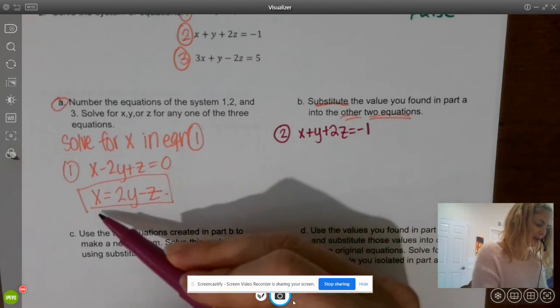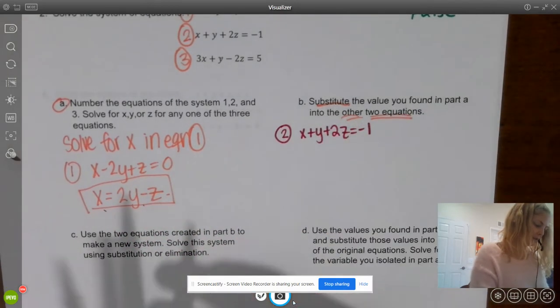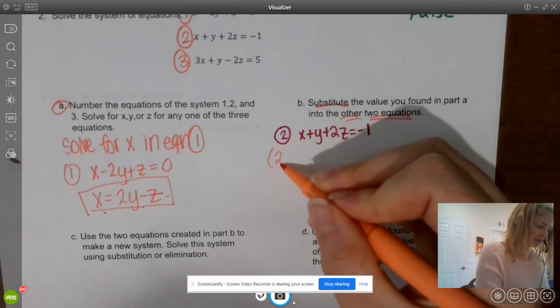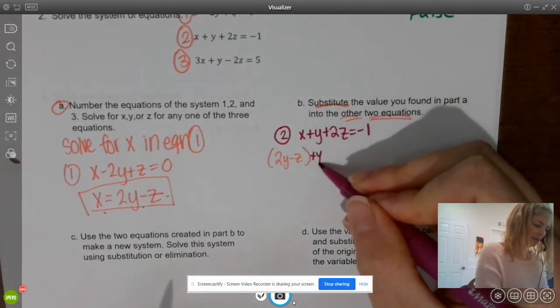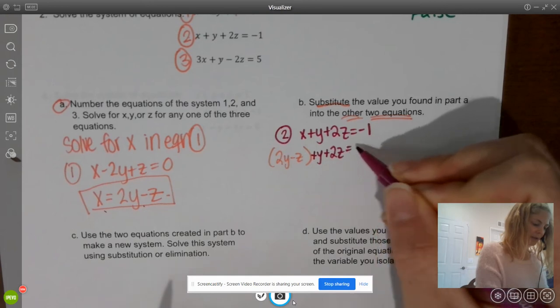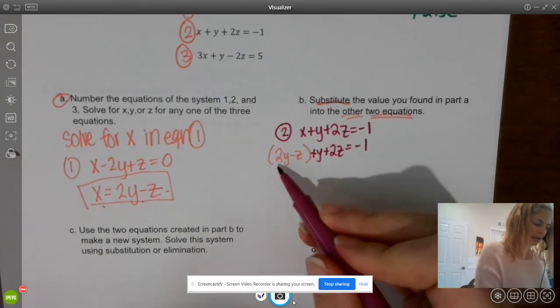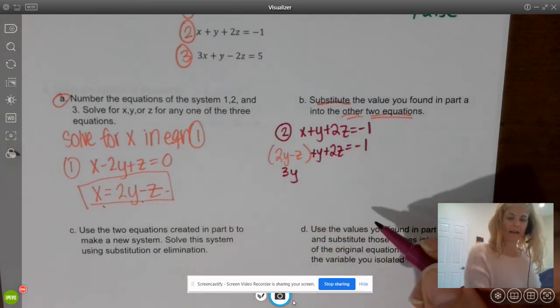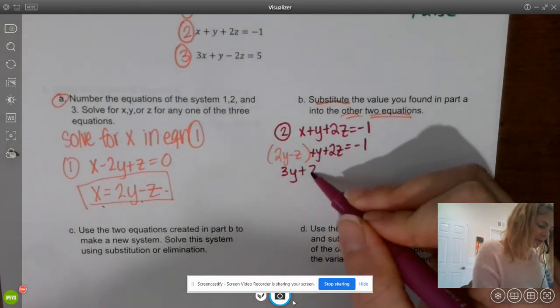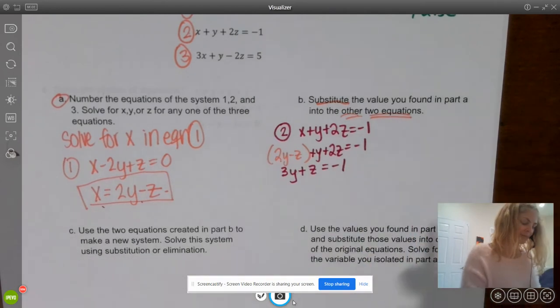What are you doing? Substituting the x value. Okay, so the x value is 2y minus z. Then we have plus y plus 2z equals -1. Combine like terms: 2y and y are 3y, negative z and 2z gets you a positive 1z, equals -1.